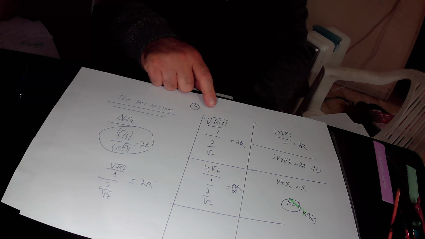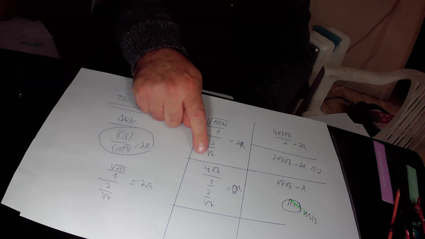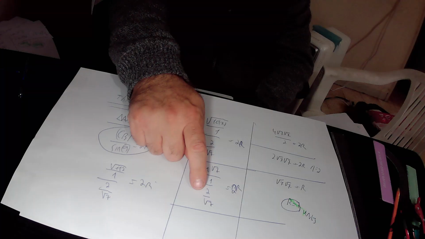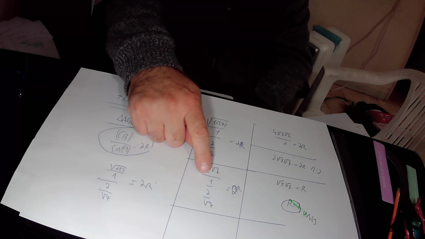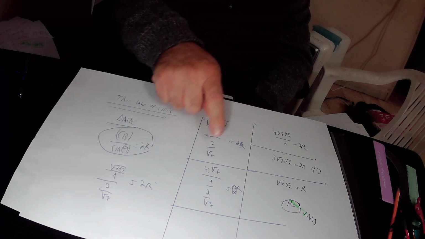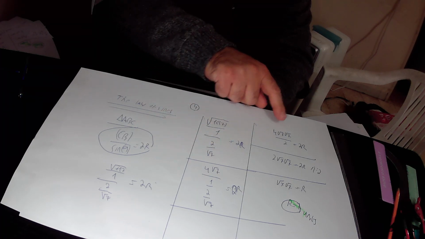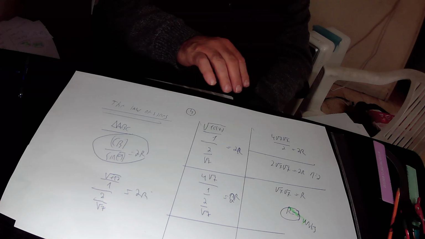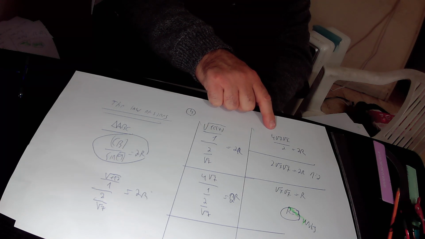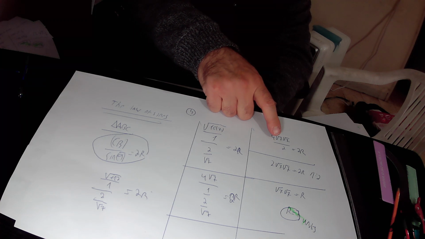First of all, the square root of 16 is 4. So inside the root we are left only with 7. So this expression equals 4 times the square root of 7 divided by 2 over the square root of 7. We moved the square root of 7 to the numerator and 2 to the denominator. So we found that 4 times the square root of 7 times the square root of 7 over 2 equals 2R. 4 over 2 is 2.